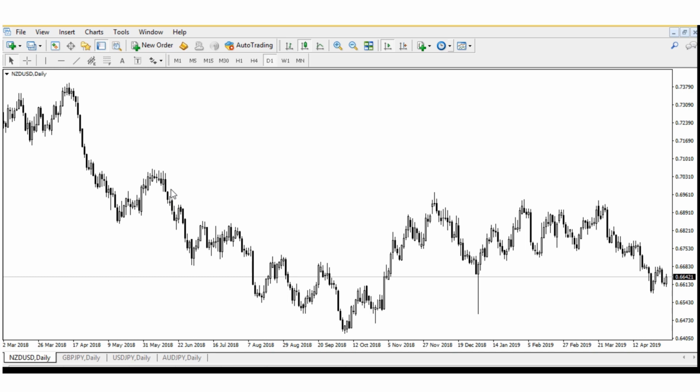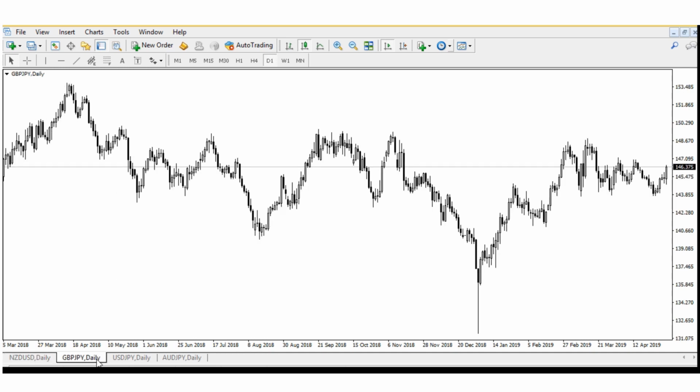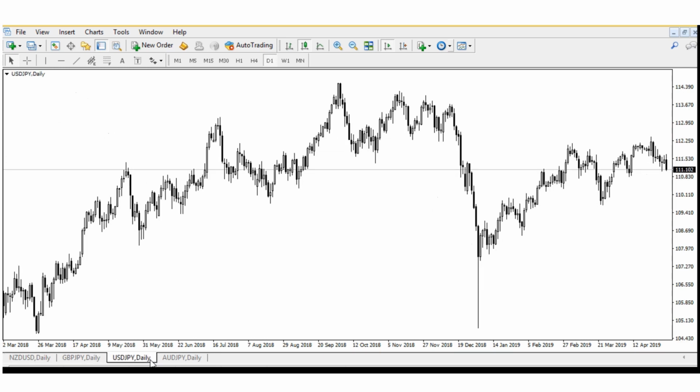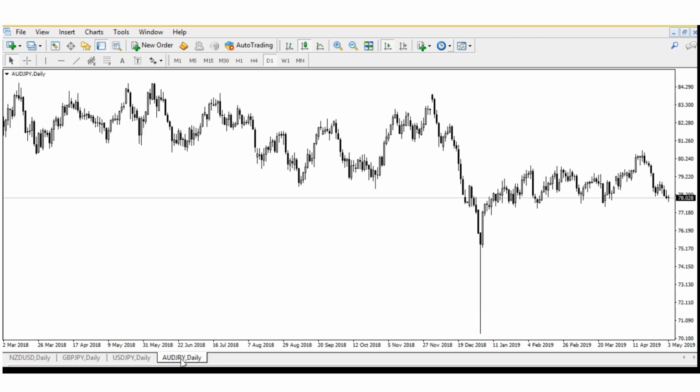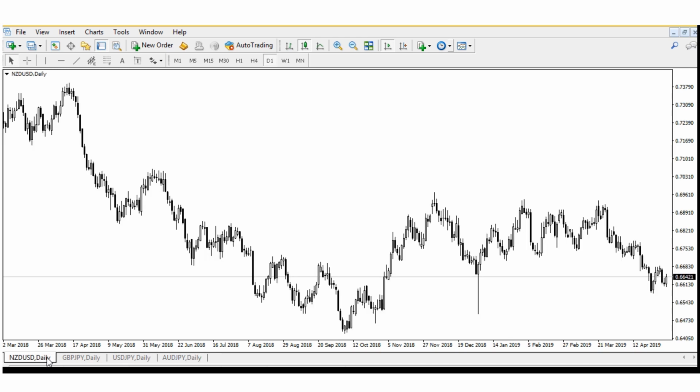For the coming week, we have the NZDUSD, the GBPJPY, the USDJPY, and the AUDJPY on the watch list. Analyzing these first, starting with the NZDUSD.